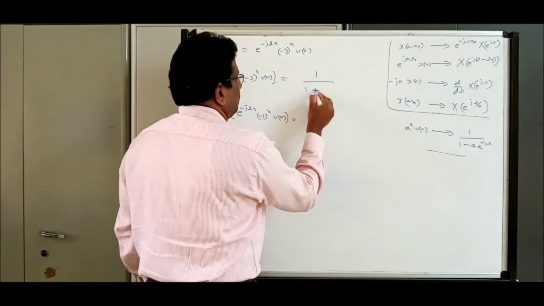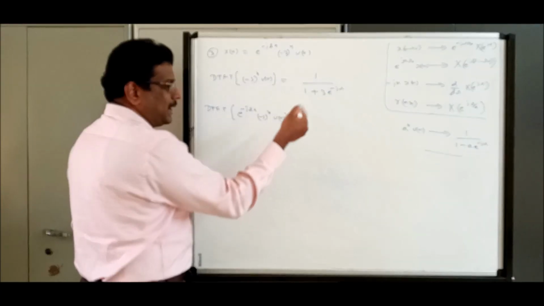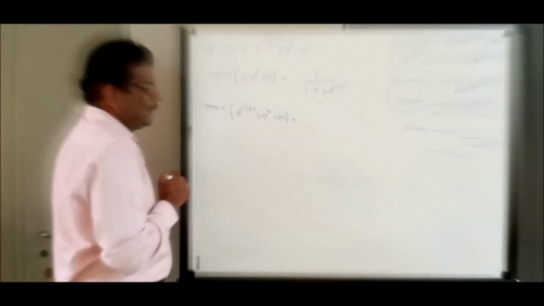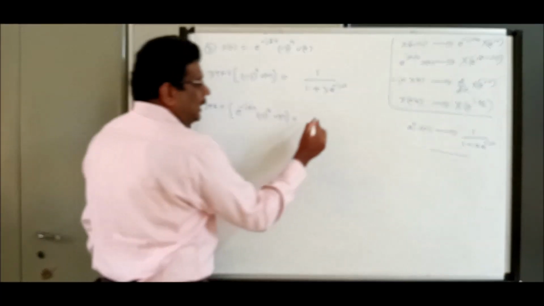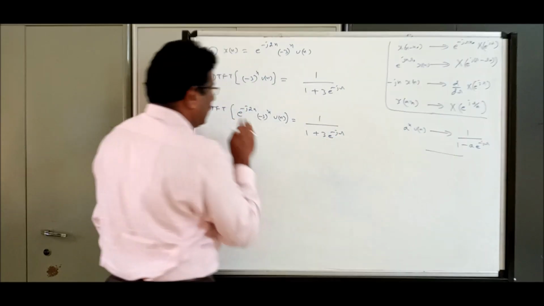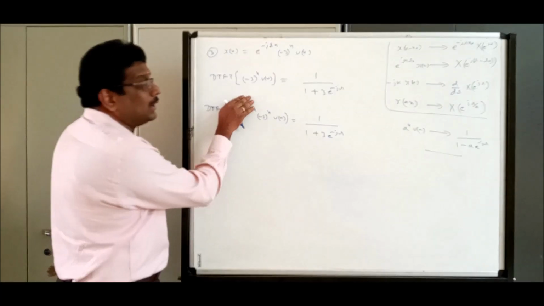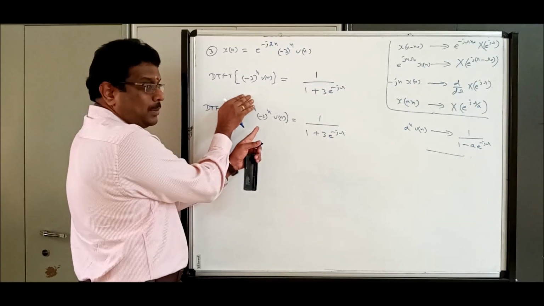1 by 1 plus 3 e power minus j omega. Be careful, already I told you. Minus 3 becomes plus 3. If it is plus 3, minus 3 as usual. Now here, if this term is not there, let me rewrite the answer. Minus j omega. Okay, if this term is not there. That is which domain? Frequency domain. This is which domain? Time domain.